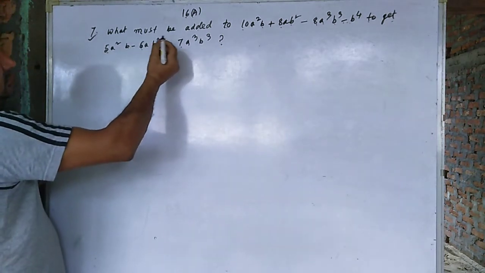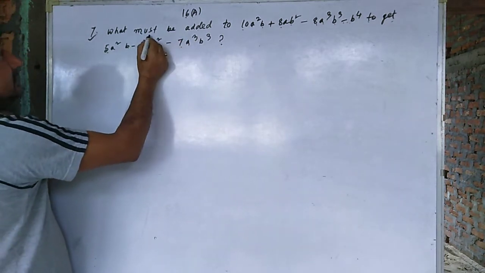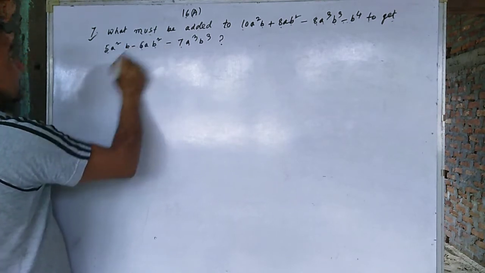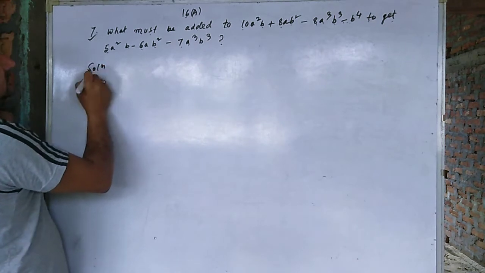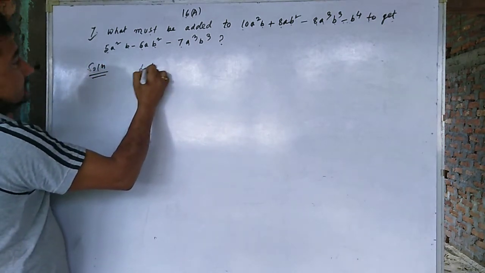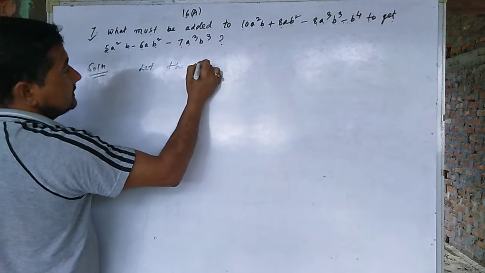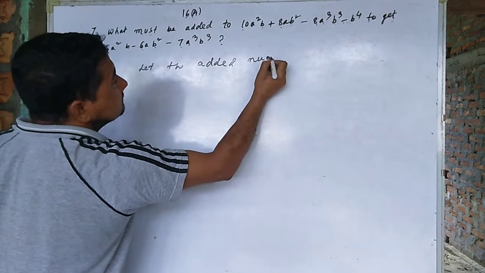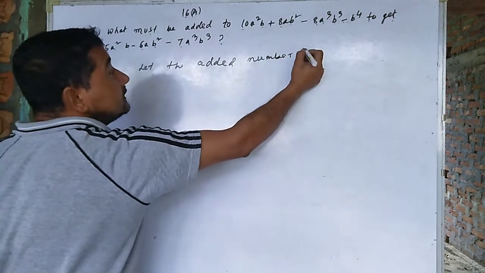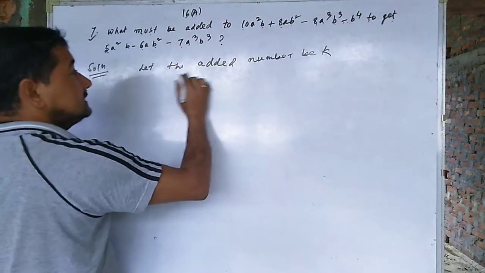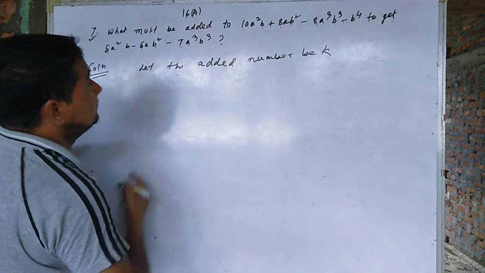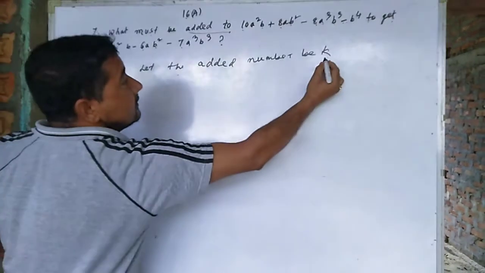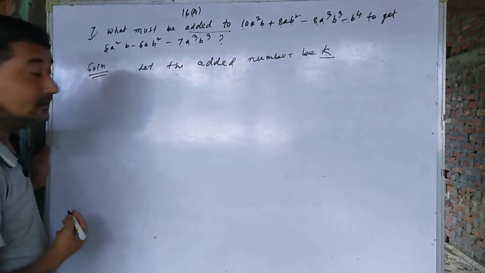Here it is given, what must be added. Suppose you take any one number, let the added number be k. I am taking this number k as an unknown variable. We have to find what is added, so the added number will be k.